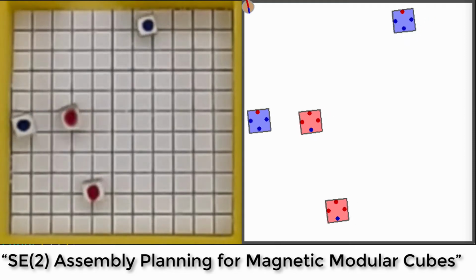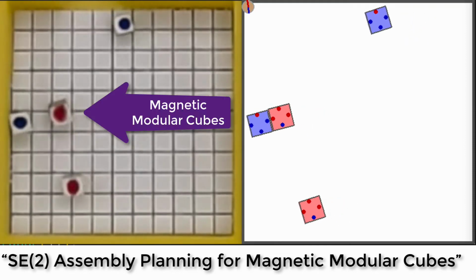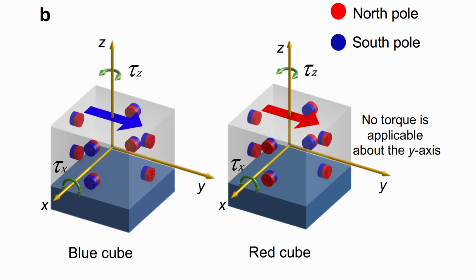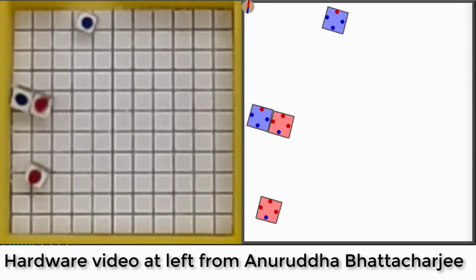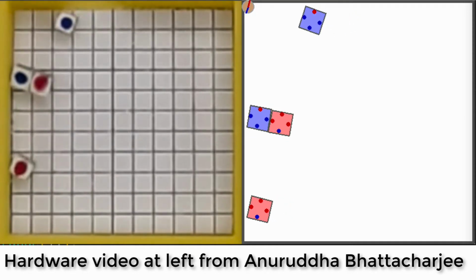Our goal is a motion planner for assembling magnetic modular cubes. These modules are cube-shaped, with magnets embedded in the faces. Changing a global magnetic field can make the cubes rotate in place or pivot walk.